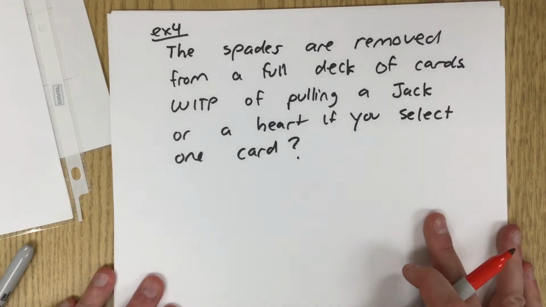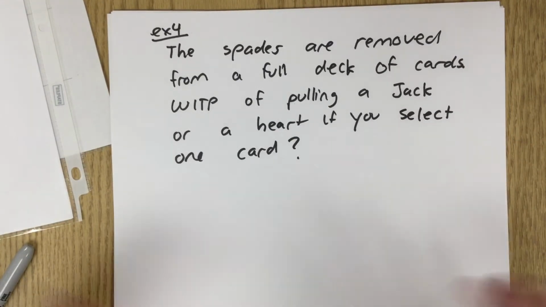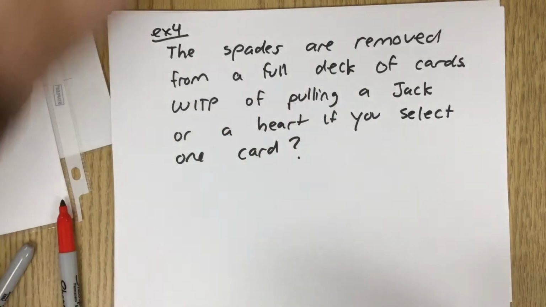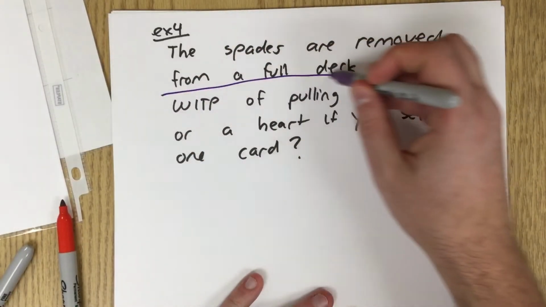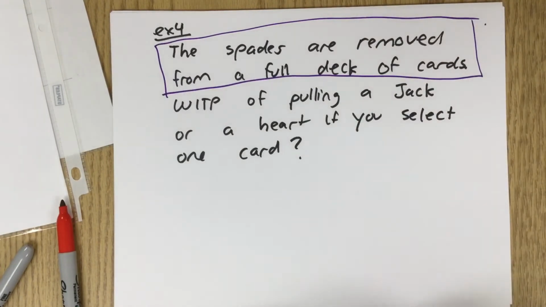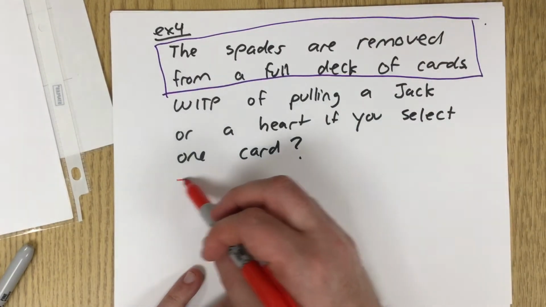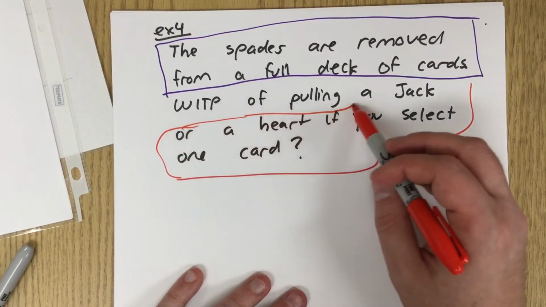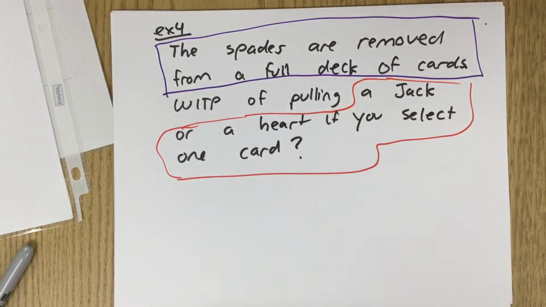Okay, example 4. The spades are removed from a full deck of cards. Okay, so that's kind of changing things over here, right? So we'll deal with that in a second. And what we want to do is we want to pull a jack or a heart. So I'm going to be a little more careful when I do this now.